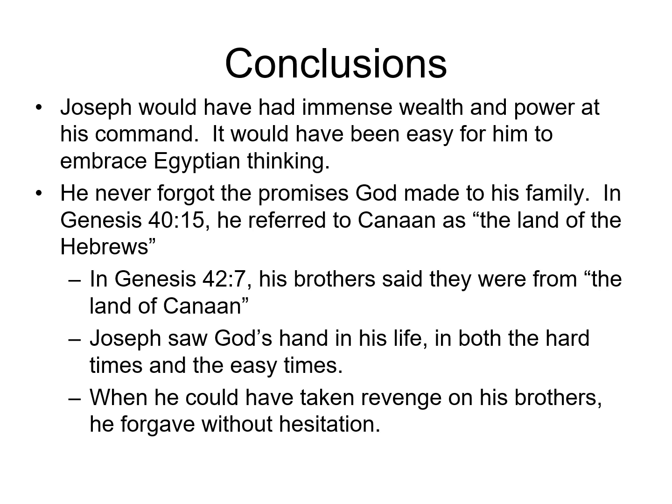So Joseph would have had immense wealth and power at his command, and it would have been easy for him to embrace Egyptian thinking. But it's important to note that he never forgot the promises God made to his family. In Genesis chapter 40, verse 15, when he's in Egypt, he referred to Canaan as the land of the Hebrews. By contrast, his brothers said they were from the land of Canaan when they went to Egypt to buy food.